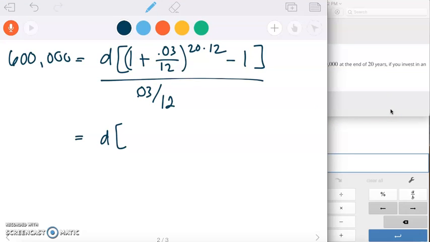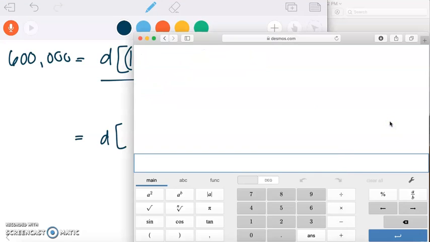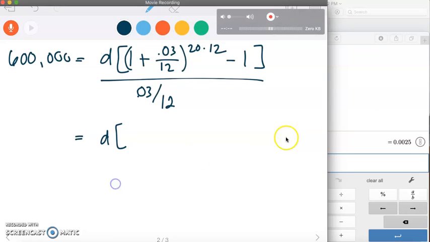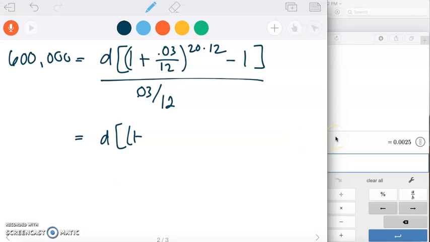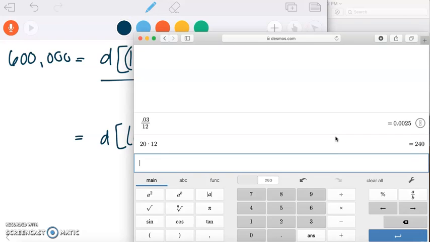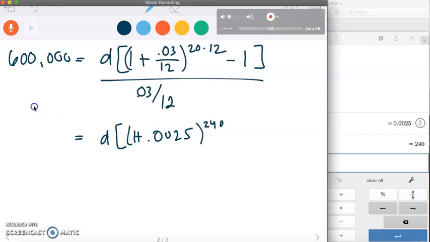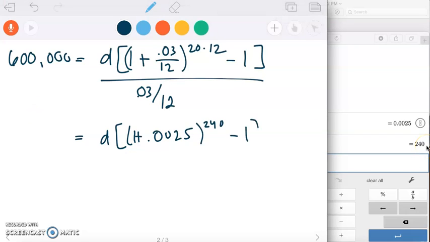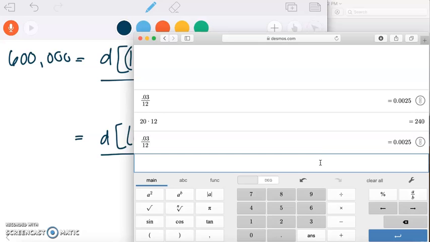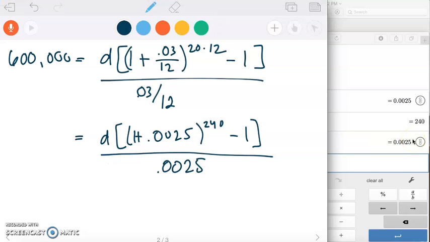So let's start with, first, 0.03 divided by 12. That is going to give us 0.0025. So here we have 1 plus 0.0025, and then let's do 20 times 12, and that's going to give us 240. Let me make sure you guys can see that. 240 minus 1 all over 0.03 divided by 12. That's going to be, oh, we already did that, sorry, 0.0025. There we go.